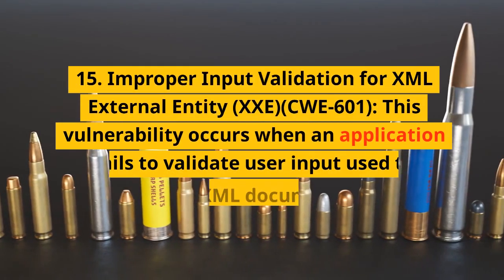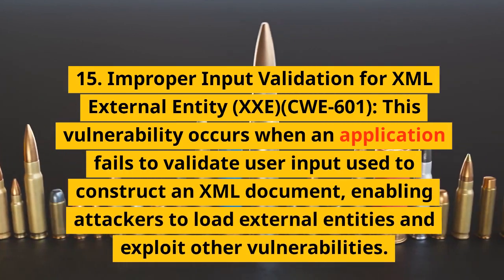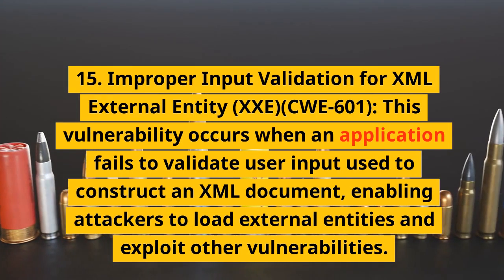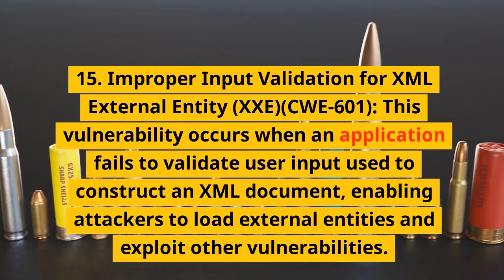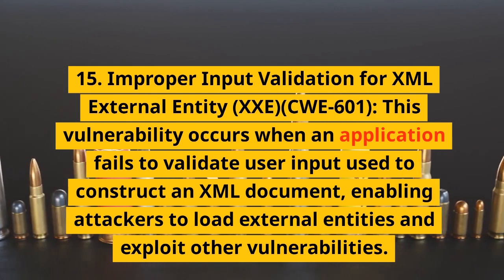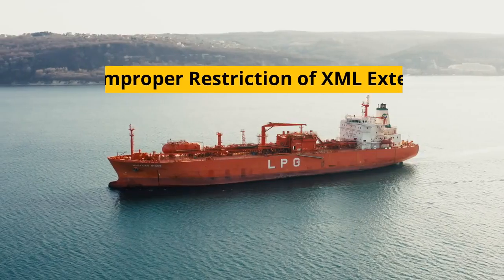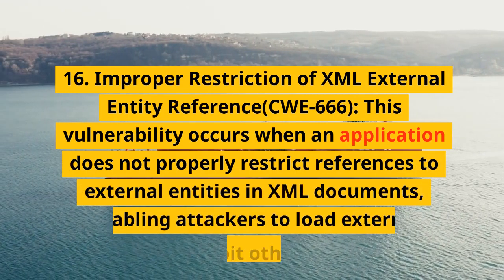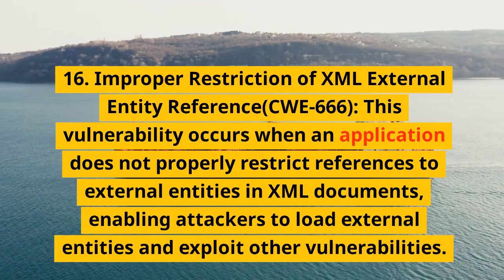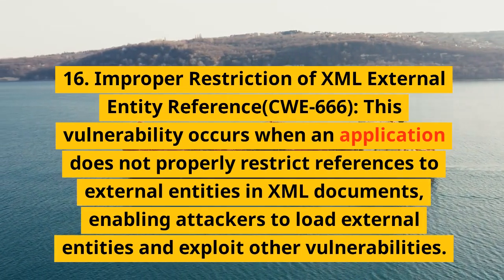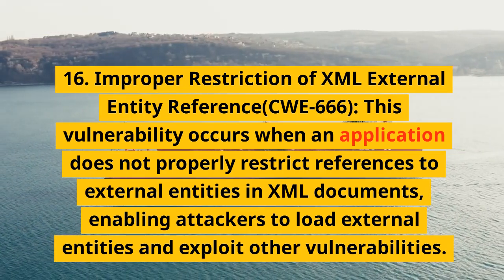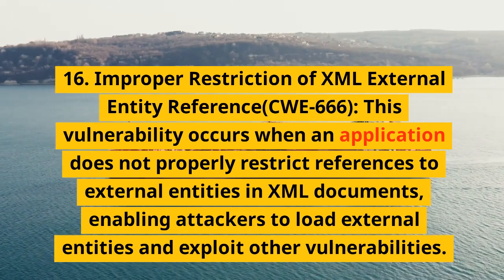15. Improper input validation for XML external entity, XXE, CWE 601. This vulnerability occurs when an application fails to validate user input used to construct an XML document, enabling attackers to load external entities and exploit other vulnerabilities. 16. Improper restriction of XML external entity reference, CWE 666. This vulnerability occurs when an application does not properly restrict references to external entities in XML documents, enabling attackers to load external entities and exploit other vulnerabilities.